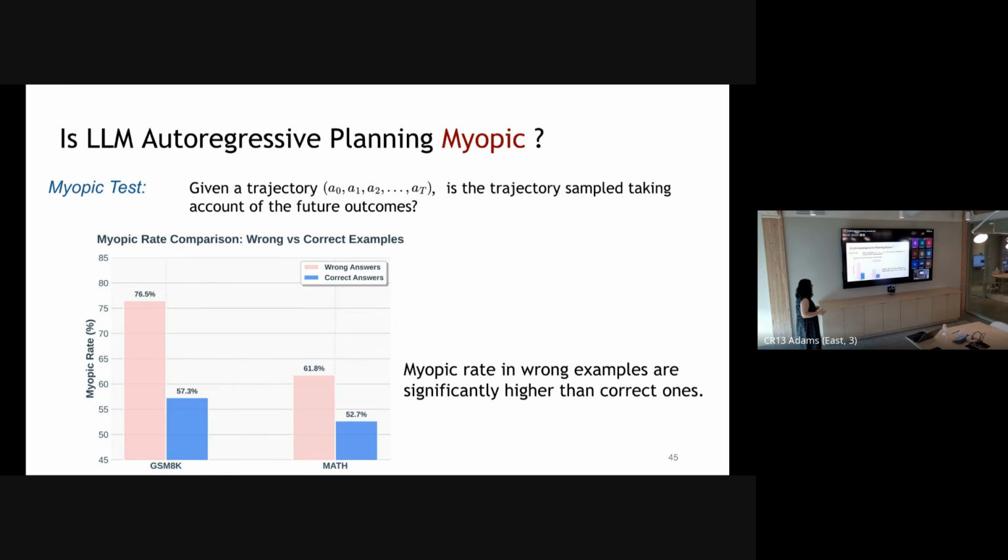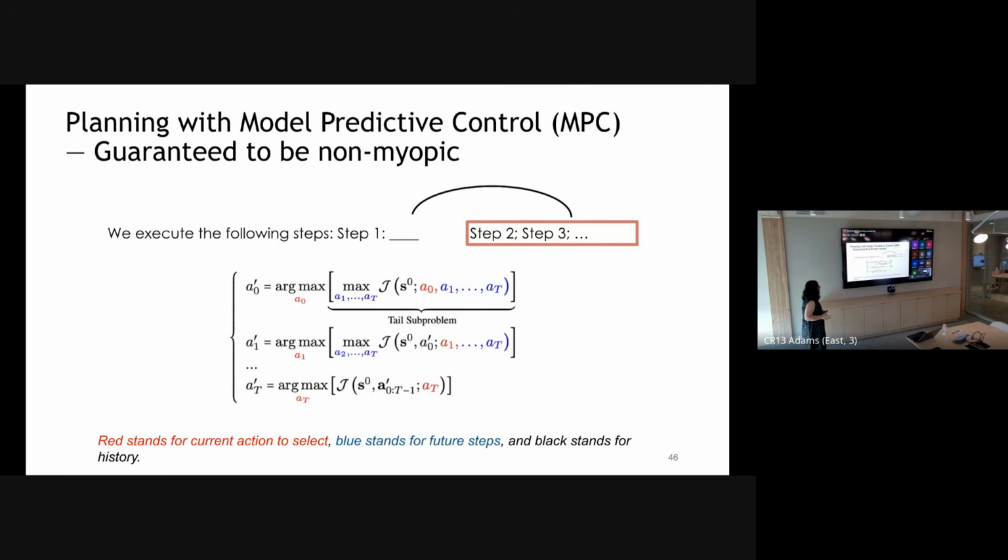We find out that the myopic rate in math tasks, GSM8K and MATH, and we can see here that the myopic rate in wrong samples is significantly higher than in correct ones. This shows that myopic generation is actually harming reasoning and planning. So how can we mitigate this? We try to figure it out by looking for a good algorithm in control theory, which is model predictive control.